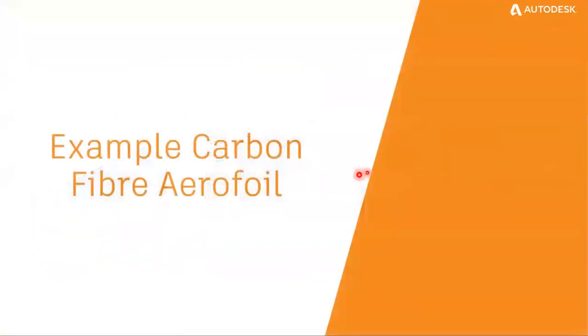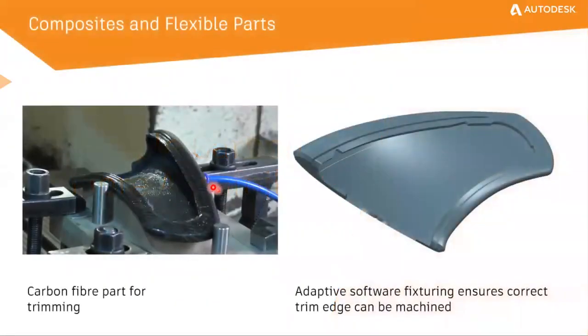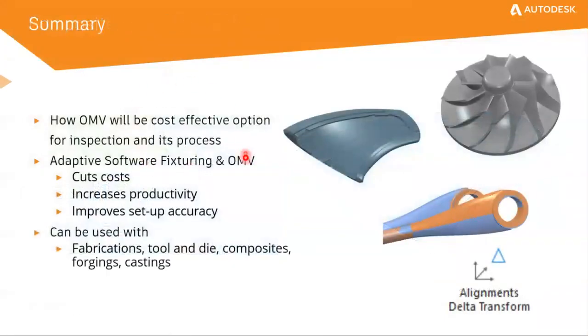Another example is a carbon fibre aerofoil. If you are doing this kind of machining, you don't need to invest in very costly fixturing works. Through this application, you can easily create a new datum or delta, and it can be transferred to PowerMill for the milling work. So I hope you understood this adaptive software fixturing process.